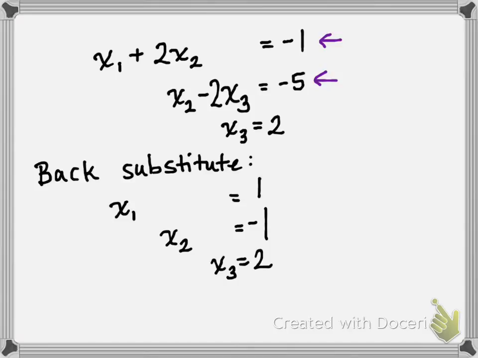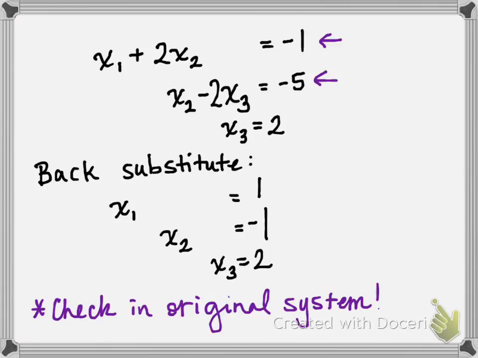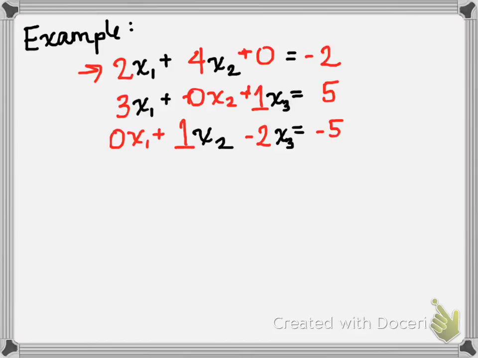So that tells me that my equivalent system is x1 equals 1, x2 equals -1, and x3 equals 2. Since we've only used operations that produce equivalent equations, this should be equivalent to our original system. So let's go ahead and check it in our original system. x1 equals 1, x2 equals -1, and x3 equals 2 should satisfy our original system. Go ahead and verify for yourself that this is indeed a solution for our original system.